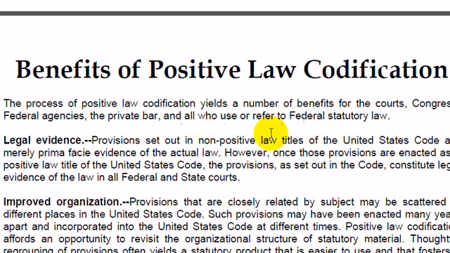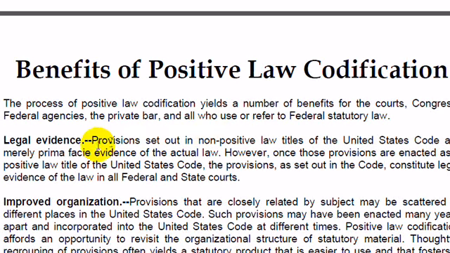If it was mandatory and something that every individual had to abide by, why does it say, and all who use or refer to federal statutory law? Why didn't it just say everybody? Because this is something you're mandated to do, you're supposed to do. Because that's not the truth. We have rights to contract, therefore we have rights not to contract.